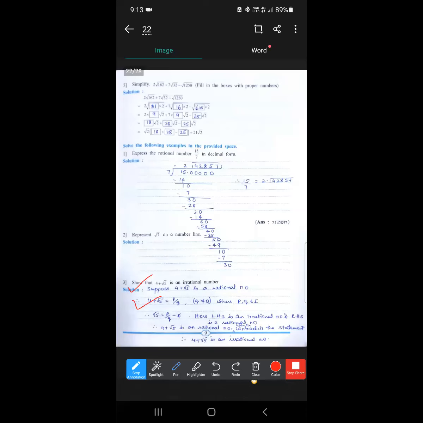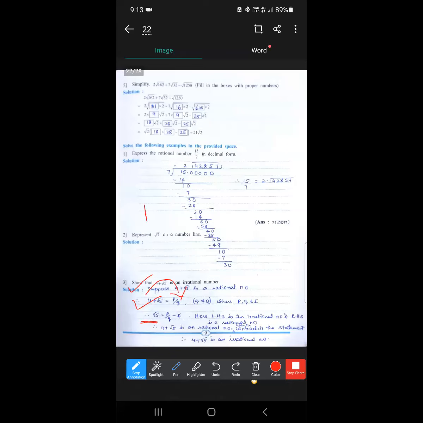So therefore, root 5 is equal to P upon Q. Now this plus 4 will go this side, it will become minus 4. So here on the left hand side, you can see the root 5.